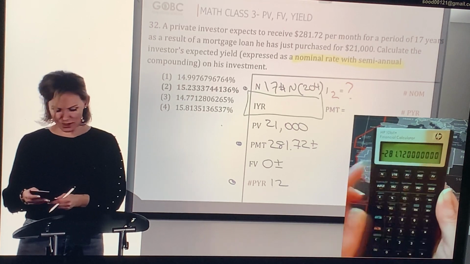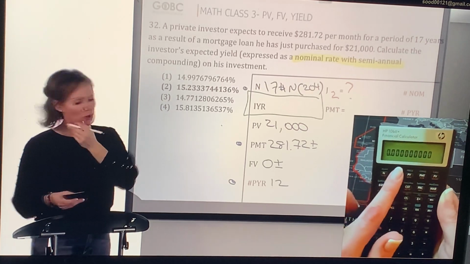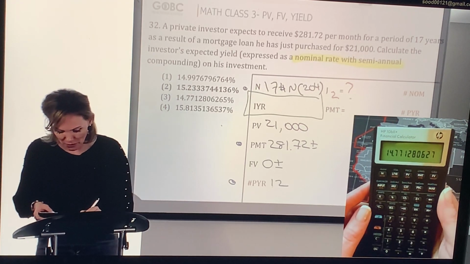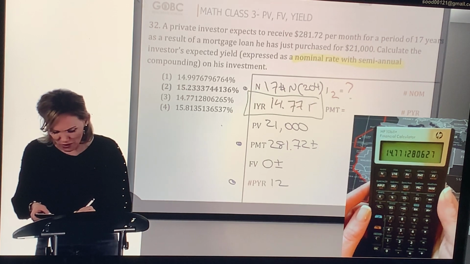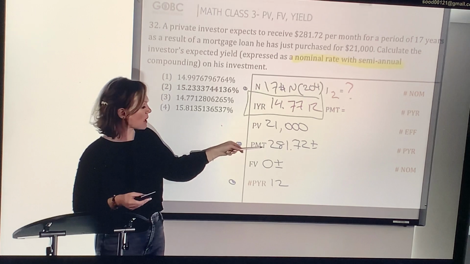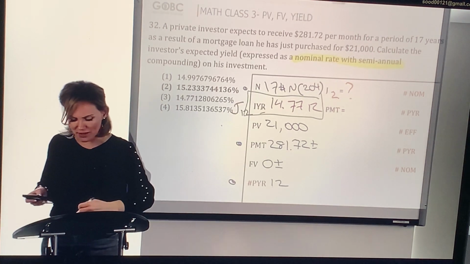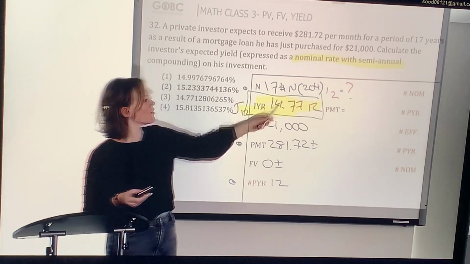281.72 plus minus. Payments 0 plus minus future value. So I got 14.77. Let me know if you got the same number. 14.7712, right? So this is my J what? If my payments were monthly, PYR was monthly, that is a J12 equals 14.77. Is that what they're looking for? They want the J12? No, they want a J2.